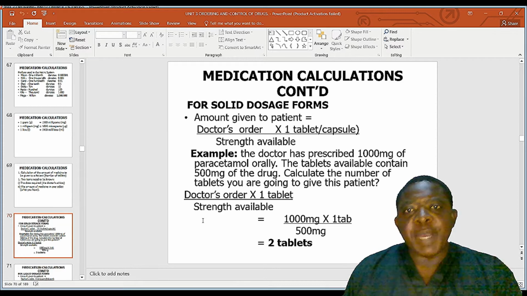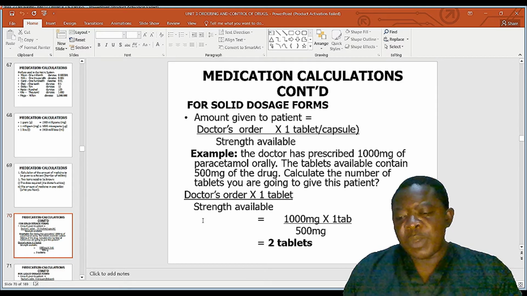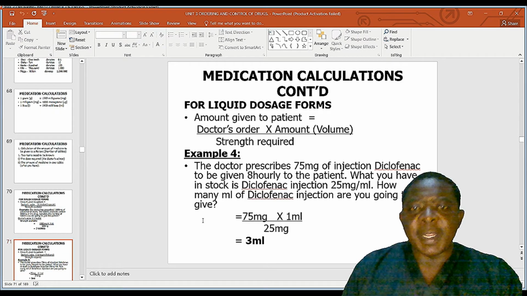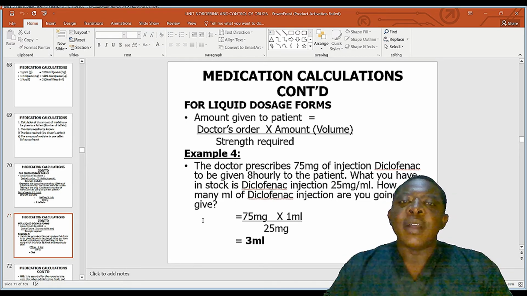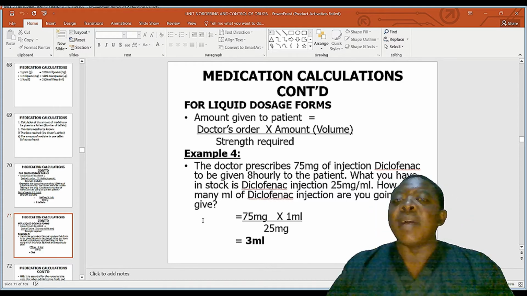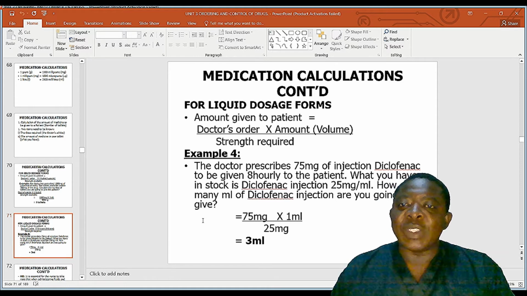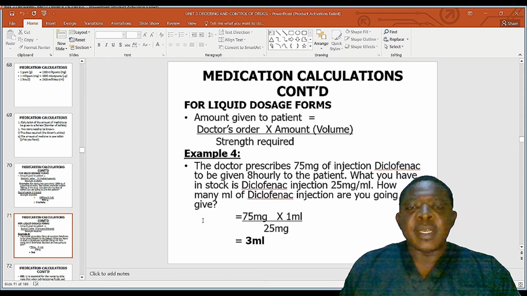So the base of the formula, even for fluids, is from this, but you need to know that instead of saying times 1 tablet, you say times the volume. When we reach there, we're still going to expand. So for liquid dosage forms, the amount to be given is in mls. It's doctor's order times amount of volume, that is the one you are using there, over the strength required. Here we have an example.